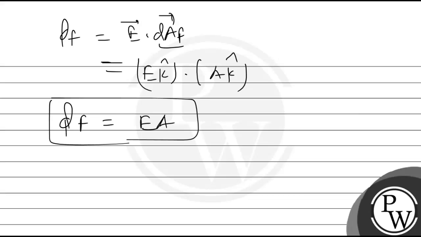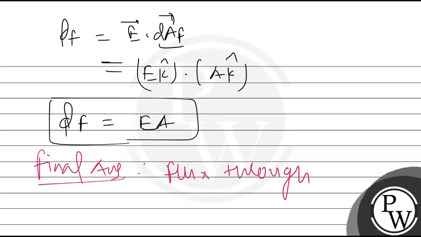From here, we can write our final answer. Flux through the front face, that is phi F, is equal to EA.